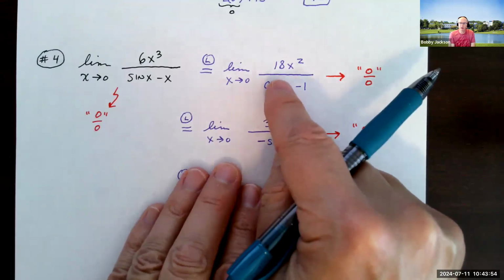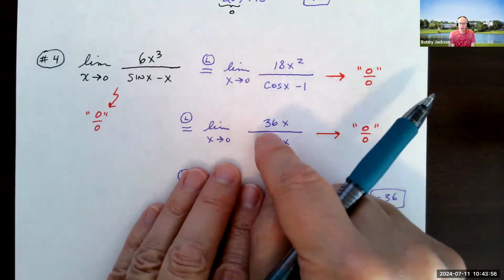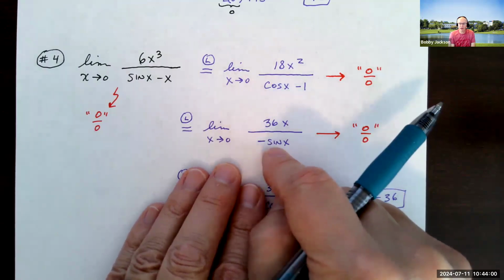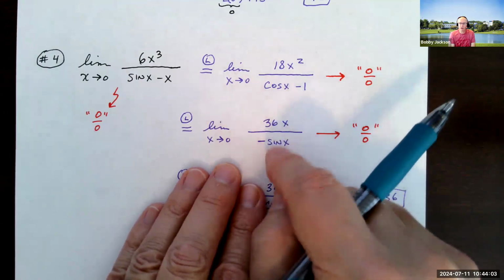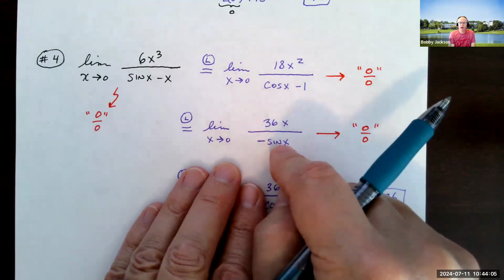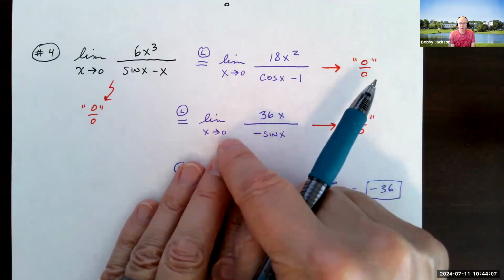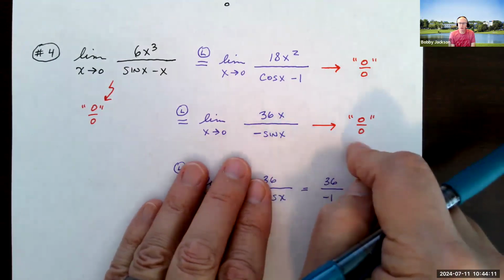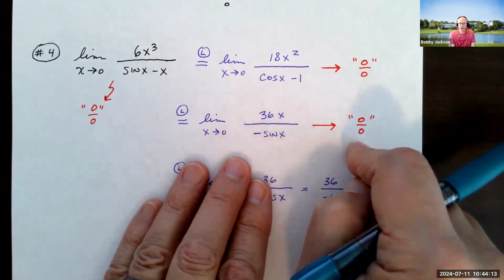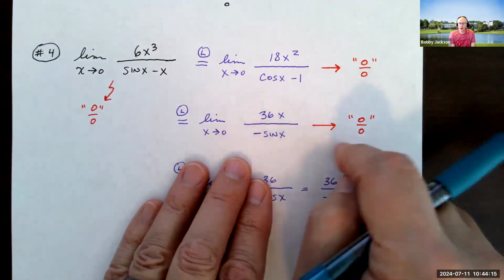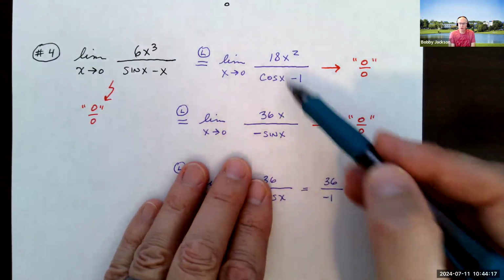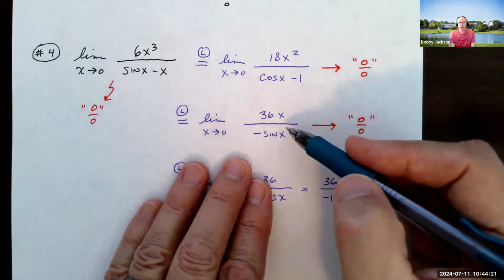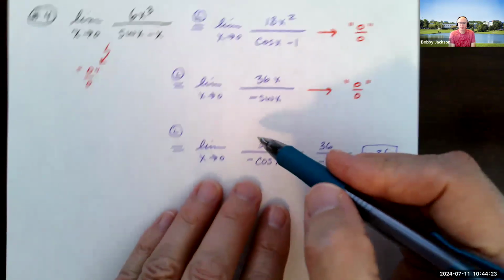I take the derivative of the top function, bring the 2 down, I get 36x. Derivative of cosine of x is negative sine of x. Keep that in mind. Derivative of 1 is 0. So here's the ratio now. But when I plug in 0 again, up top I get 0, and sine of 0 I get 0. So what's going on? Is this going to happen forever? Well, no. If you look at what's happening to the numerator each time, you kind of know something different is going to happen. So we're going to apply L'Hopital's rule a third time.